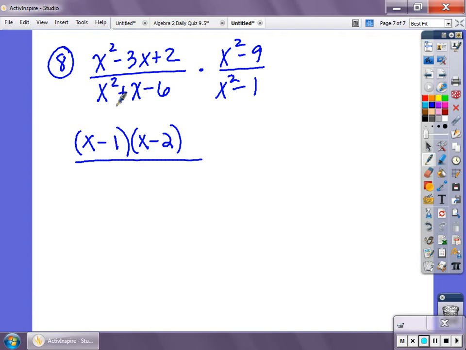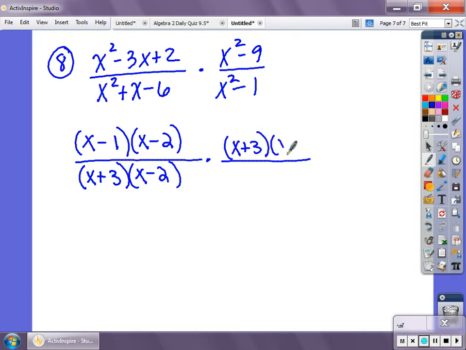Factors of negative 6 that add up to positive 1. That's going to be x plus 3 and x minus 2. 3 times negative 2 is negative 6. 3 minus 2 is positive 1. Over here I see a difference of squares: x plus 3, x minus 3, and below it another difference of squares: x plus 1, x minus 1.